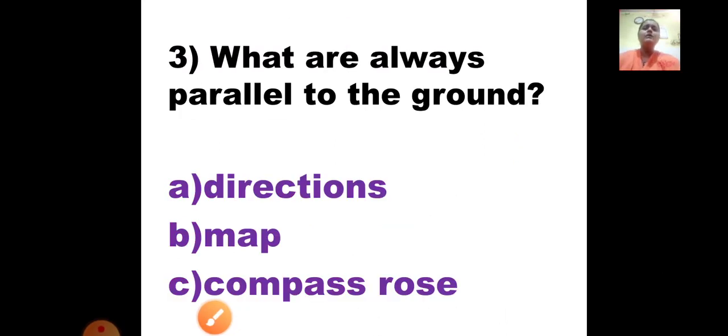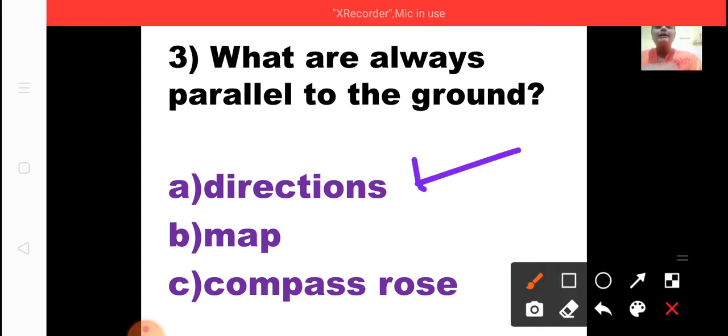Now third one, what are always parallel to the ground? Okay, what is parallel to the ground? A option is directions, B option is map, and C option is compass rose. Now directions, map cannot be parallel to the ground. Okay, compass rose is an instrument which helps in drawing maps, and direction is the correct answer. Directions are always parallel to the ground. So again I'm going to choose the A option, which is the correct answer. So children, what is the correct answer? Directions are always parallel to the ground.